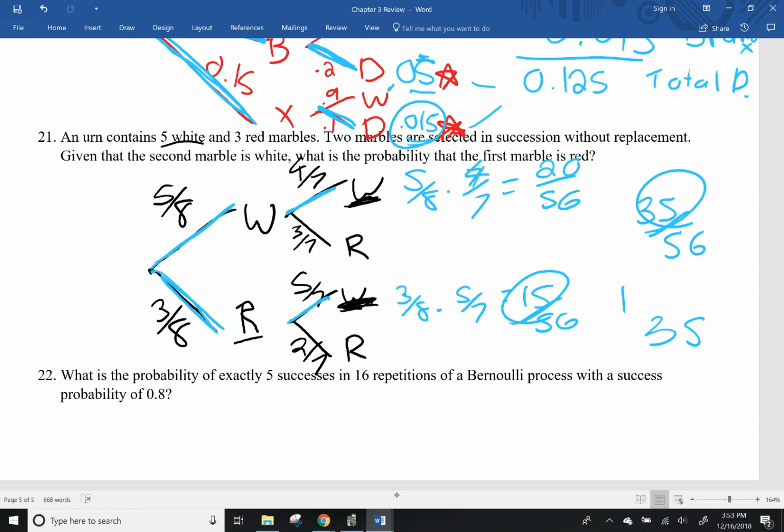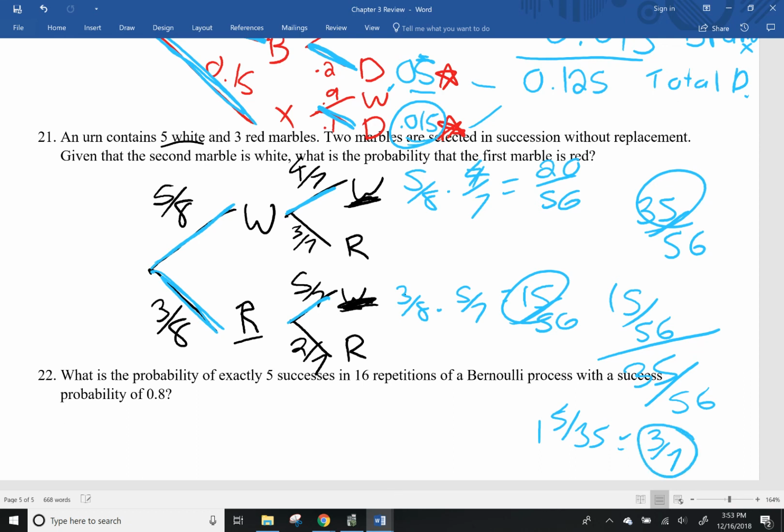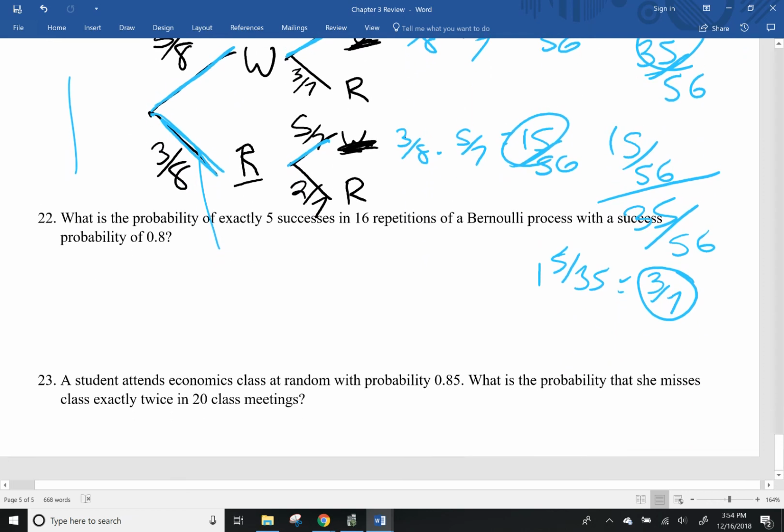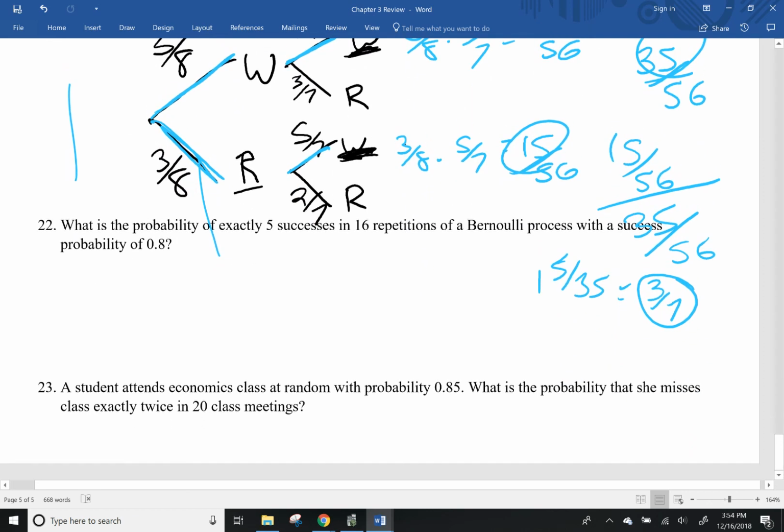That makes sense. Or in another sense, it's essentially 15 out of 56, which is choosing a red and then white, out of the 35 out of 56 of choosing a white the second time in general, which ultimately ends up being the same as 15 over 35, which equates to 3/7 as a total probability. I know that's confusing, and hard to get your head wrapped around, but that's how it works. It's tricky for sure. Let's wrap this up.